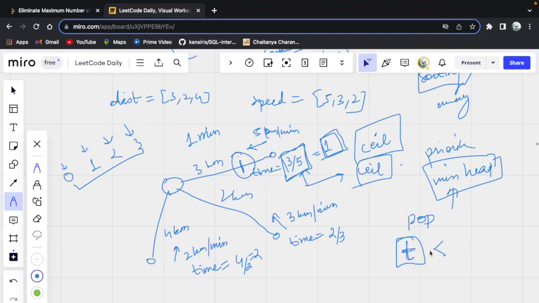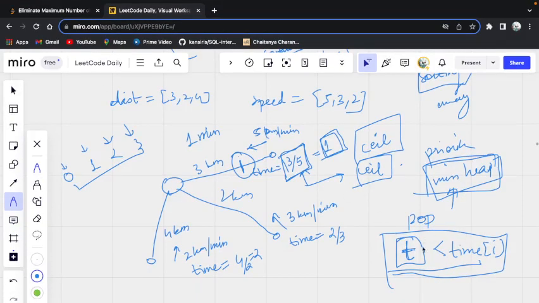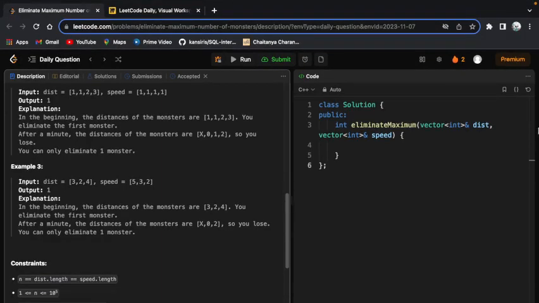If this t is less than the time that the monster requires to reach, then I can kill that monster, and I have time to kill another monster as well. So this is what we are going to do: we'll keep popping the values from the min heap until this condition is true, that is, time of i, or the top of the priority queue, or the min heap. If this condition is not true, we will break out of the loop. Now let us go ahead and implement it.